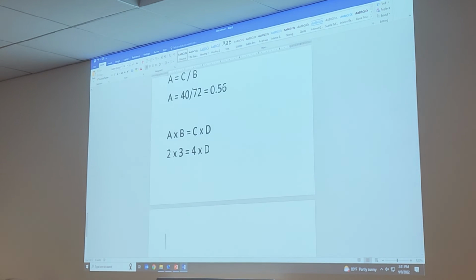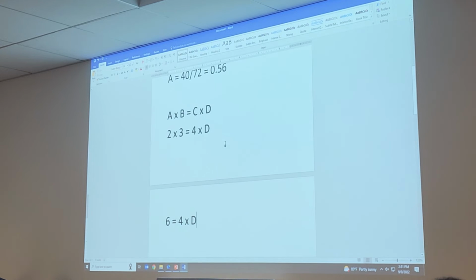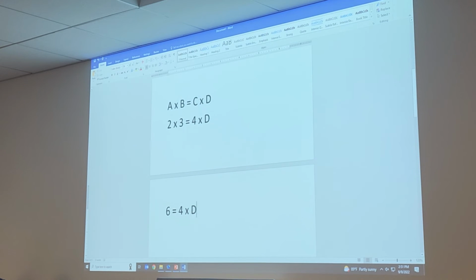And then I heard that, well, we have 2 numbers on one side. We can just multiply them right now and simplify, right? 3 over 2 is 1.5. 6 equals 4 times D. All right, great. And so now what? Same thing as before.